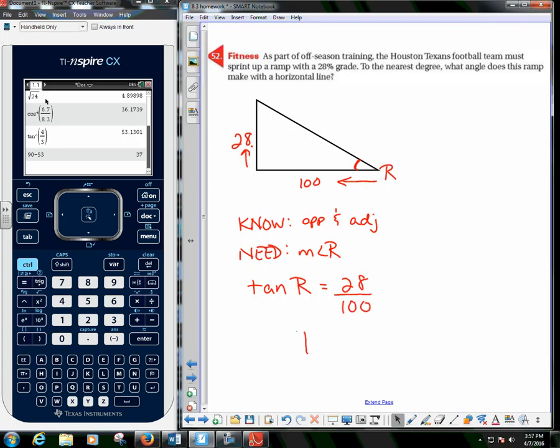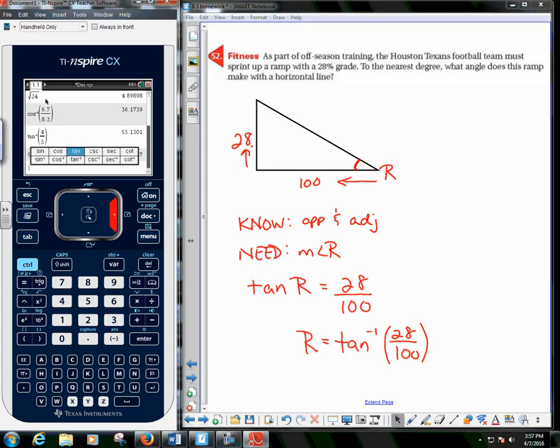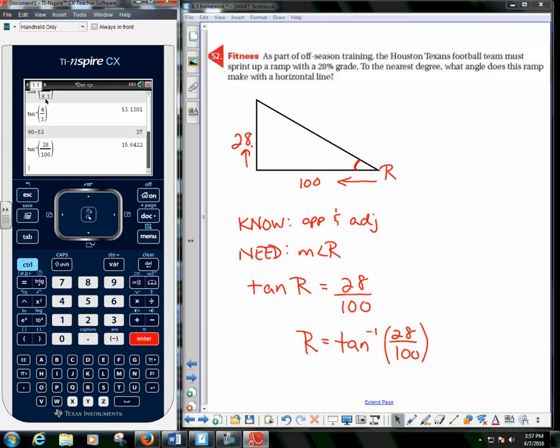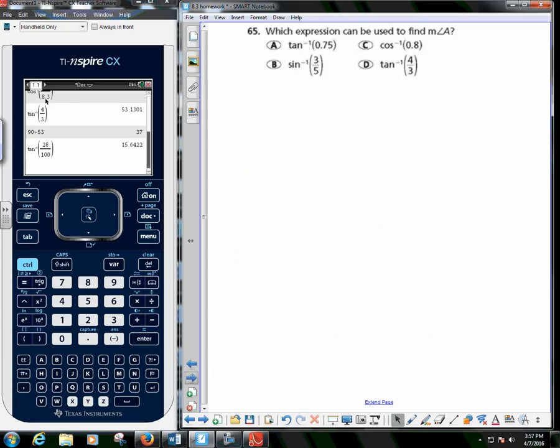So I go to my calculator and I say, calculator, tell me what angle has a tangent of 28 over 100. And I do that by saying tangent inverse of 28 over 100. So let's see, I'm going to hit trig functions, toggle to tangent inverse, do 28 divided by 100 and hit enter. And that tells me that my ramp has an angle of 15.64. I'm going to round that and say that the measure of our ramp's angle is approximately 16 degrees.